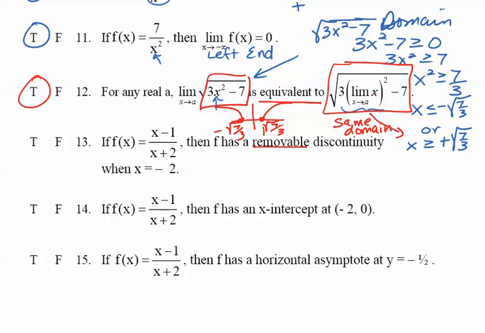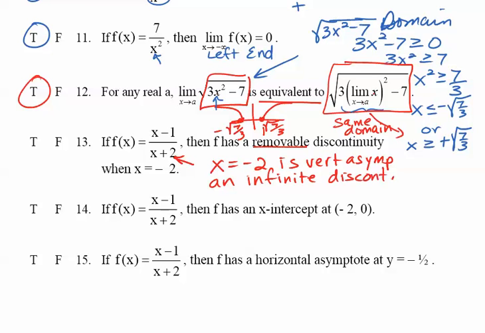Has a removable discontinuity? No, when the denominator is equal to 0, x equals negative 2 is a vertical asymptote. So that would be an infinite discontinuity, not a removable. So that would be a vocabulary question. That would make that false.